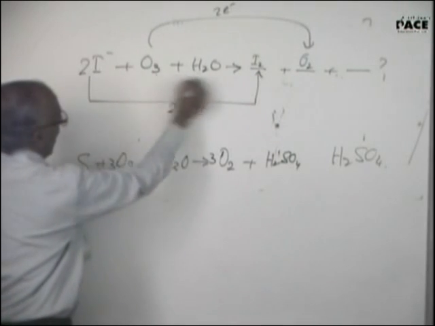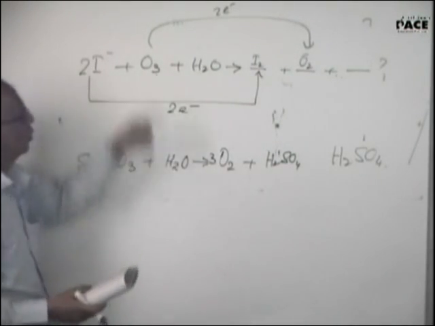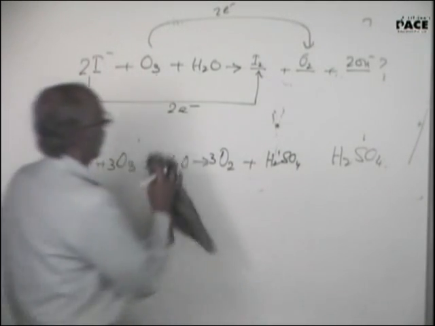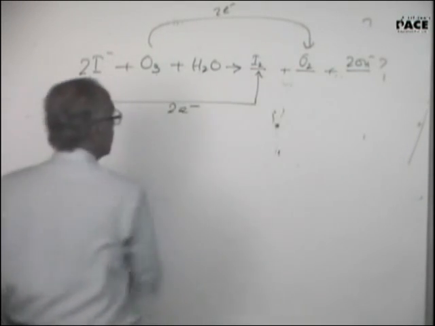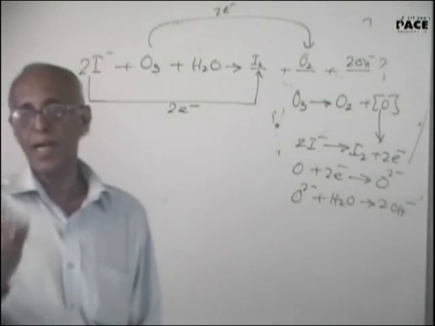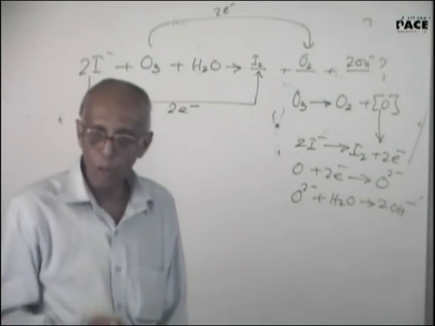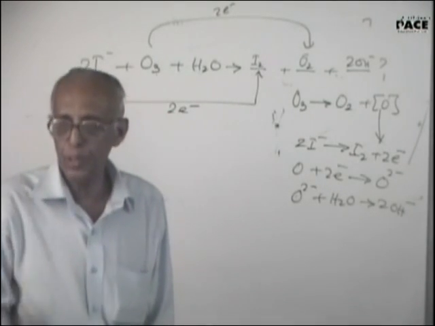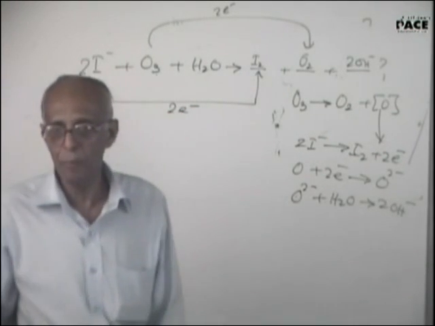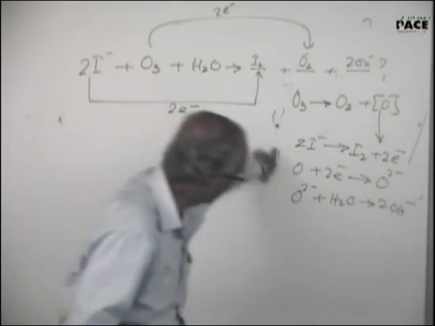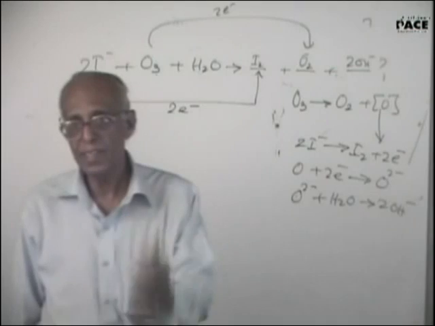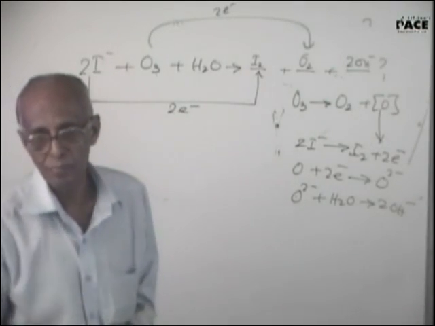What is the negative charge you have? 2 minus. Why 2OH minus? To balance the charge. No. The nascent oxygen oxidizes iodide to iodine and gets reduced to oxide ion. And the oxide ion reacts with water to give you hydroxide ion. Not just because of balancing of the negative charge. You have to see it this way. Why hydroxide ion? Because the oxide ion reacts with water to give hydroxide ion.